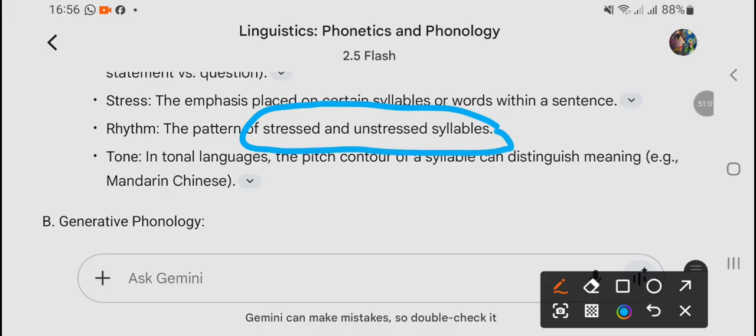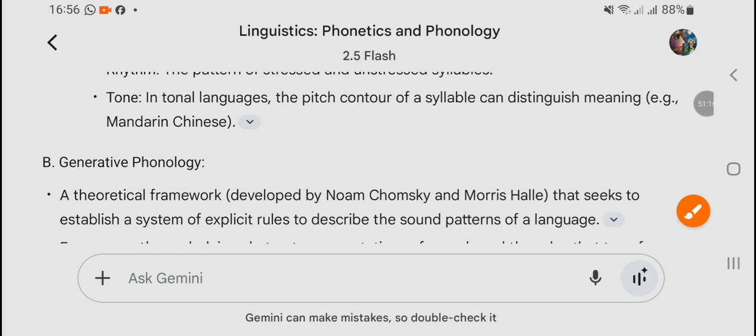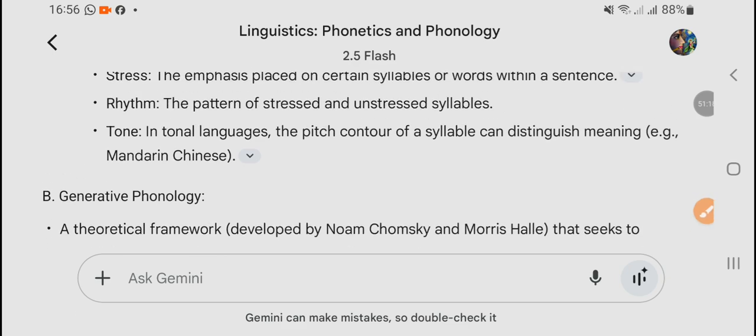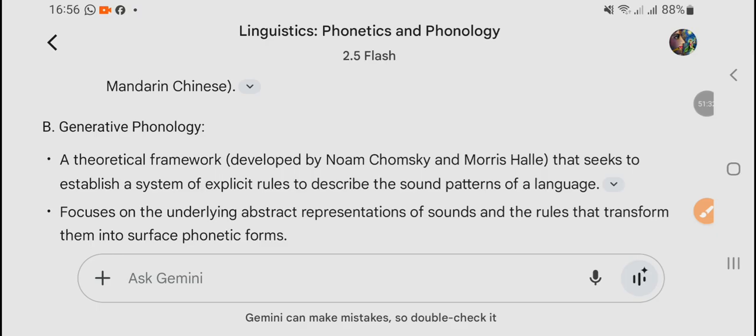Then rhythm, the pattern of stressed and unstressed syllables. Twinkle twinkle little star, how I wonder what you are. That's a great example of rhythm, the rhyming sound we create. Then tone. In a tonal language, the pitch contour of a syllable can distinguish meaning, for example Mandarin Chinese. Their tone is different. Sometimes we say that her tone was very rude. So that is tone, something to do with phonology.